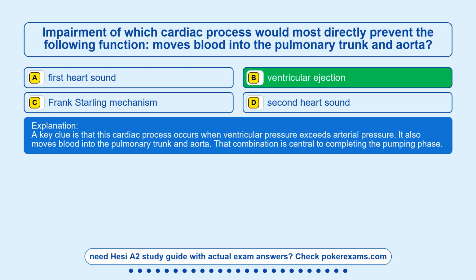A key clue is that this cardiac process occurs when ventricular pressure exceeds arterial pressure. It also moves blood into the pulmonary trunk and aorta. That combination is central to completing the pumping phase.